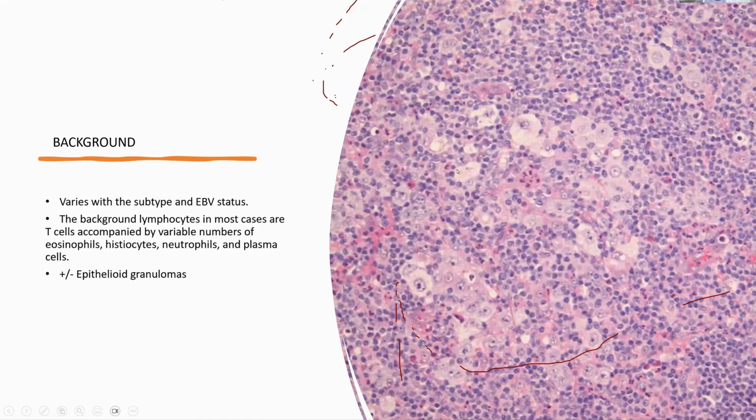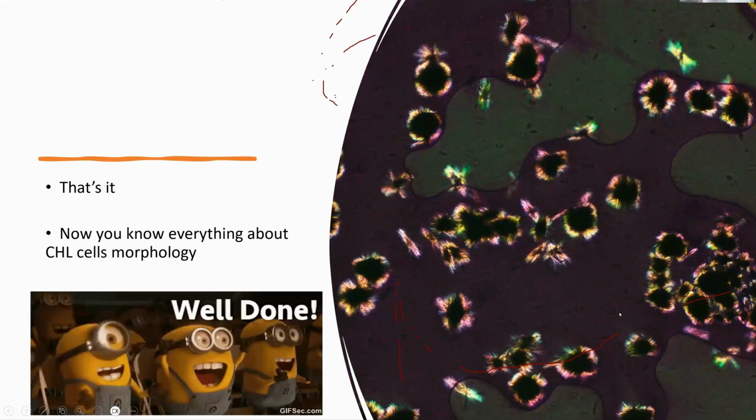Most cases have a predominance of T cells with variable numbers of eosinophils, as we see here, the pink cells, variable numbers of neutrophils, as well as plasma cells, and histiocytes, plus or minus forming granulomas. And that's it. Now you know everything about classic Hodgkin's lymphoma morphology, and you can diagnose them safely.